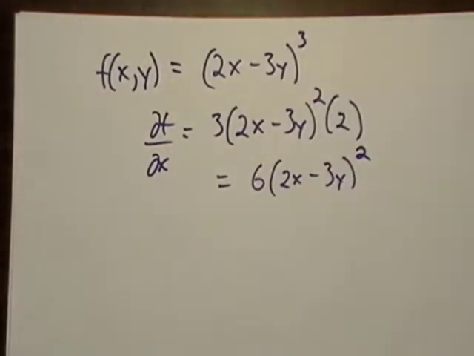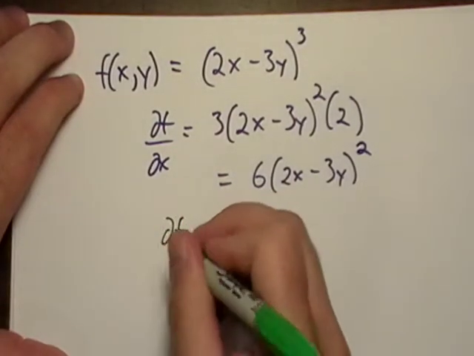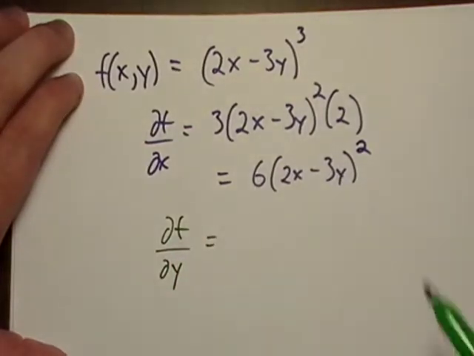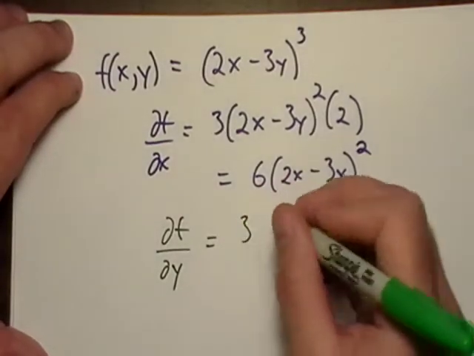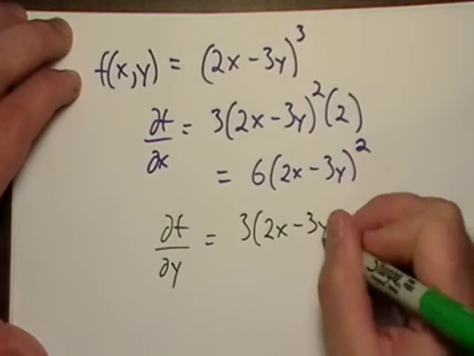And let's use a different color for the partial with respect to y. Ooh, this is a sharp marker. These things wear down really quick. This paper is abrasive.